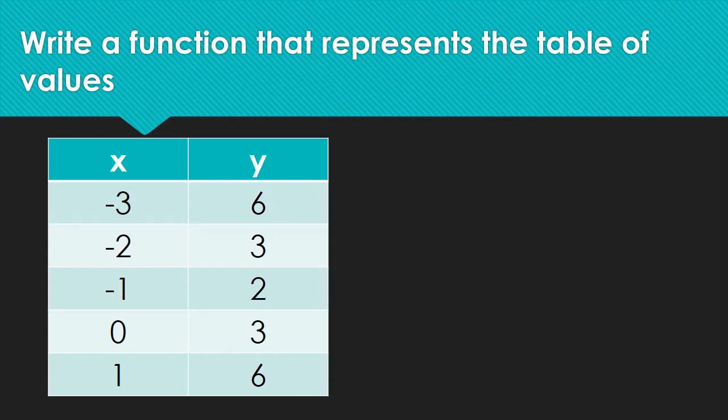We have a table of values with x and y values, and we're trying to write a function to represent this table of values. Looking at this table, we'll find that it can be represented by a quadratic function, just because I see values that can be represented by a parabola with a vertex here in the middle. So let's find out if this is true or not.